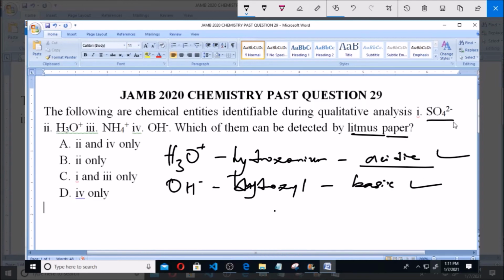But the sulfate ion and the ammonium ion cannot be detected by what? Litmus paper. They can't be detected by litmus paper. So the answer to this question is actually option A, II and IV only.